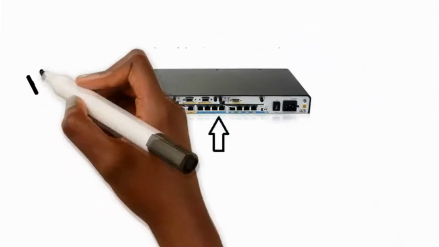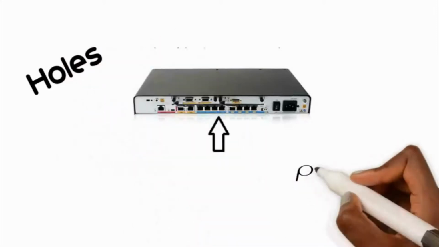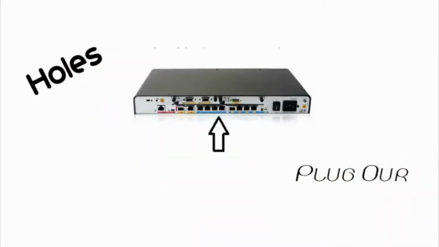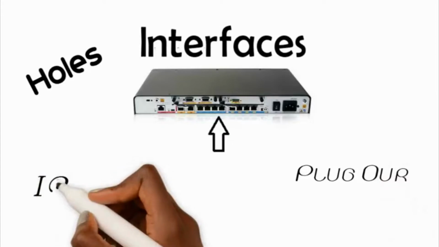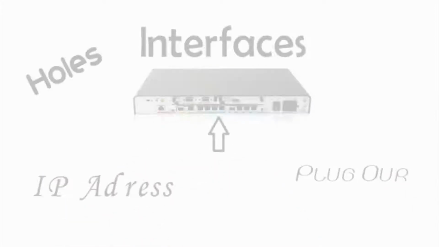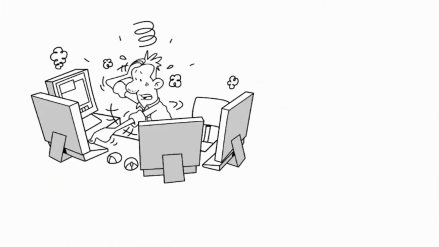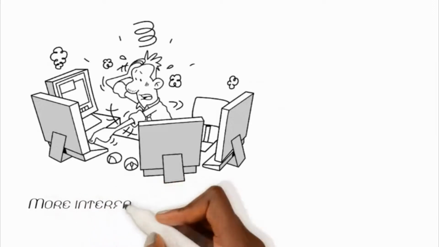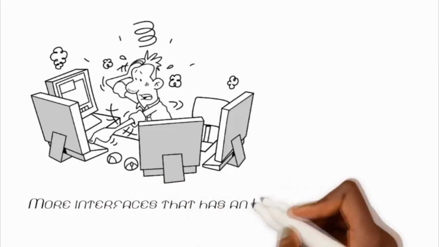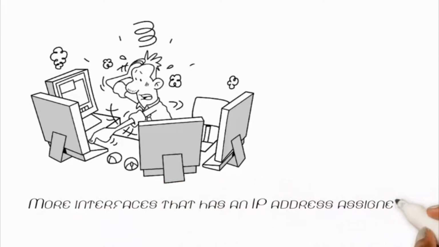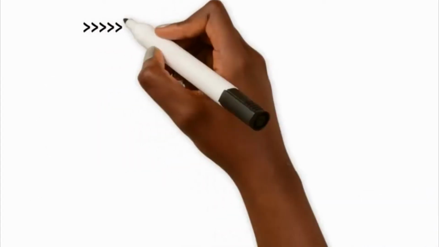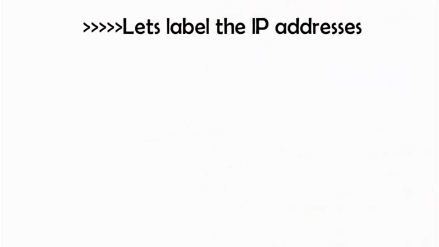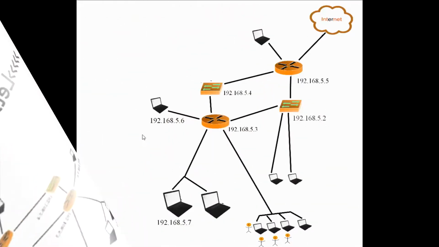Now let's take a look at the back of our routers real quick. They have these little holes that we can plug our computer cables into. These holes are called interfaces. Each interface on the router is given an IP address. All our network devices, like computers and switches and servers, have one or more interfaces that has an IP address assigned to it. Here, let's go to our network diagram and label the IP addresses on them.